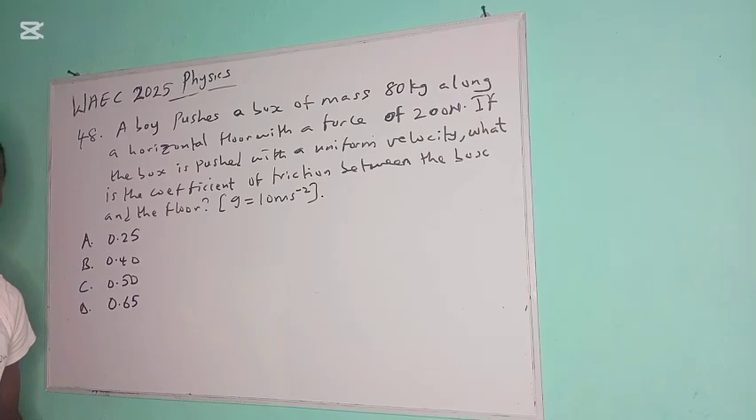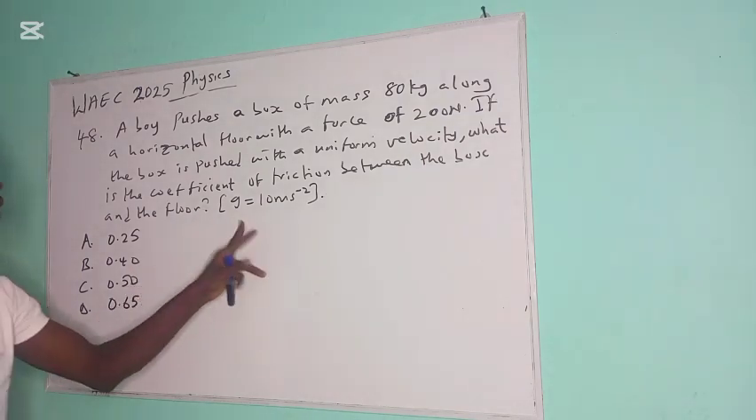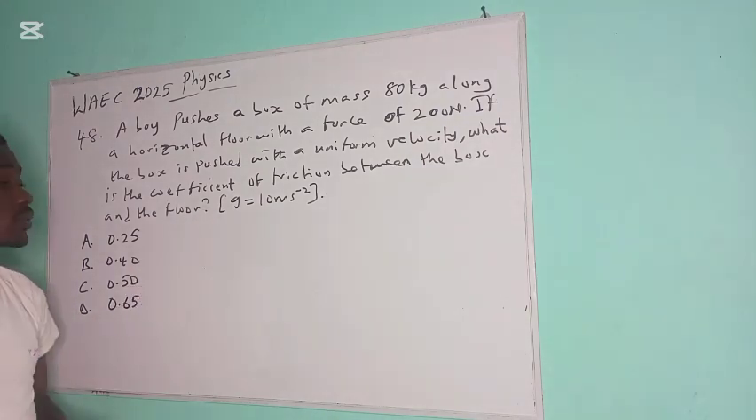This is YK 2025 question 48. A boy pushes a box of mass 80 kilograms along a horizontal floor with a force of 200 Newton. If the box is pushed with a uniform velocity, what is the coefficient of friction between the box and the floor? Take the acceleration due to gravity to be 10 meters per second squared.